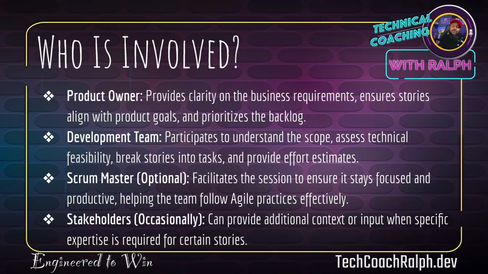All right. So who in the world is involved in this story refinement meeting? The product owner, of course, because they're the ones who own the product. They provide clarity on the business requirements, ensure stories align with the product goals, and prioritize the backlog. So the product owner owns the backlog, and they're saying, okay, this is what we need to work on. This is higher priority. Let's move this up. Here is the story that we need to accomplish for the business, and then we take that into refinement. We add more points to it. Sometimes they start off with some acceptance criteria, and then we make the acceptance criteria clearer, so that we can all be on the same page.